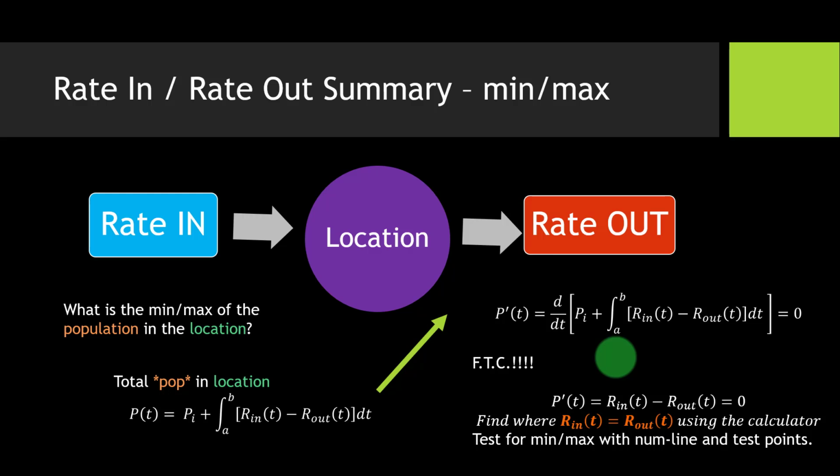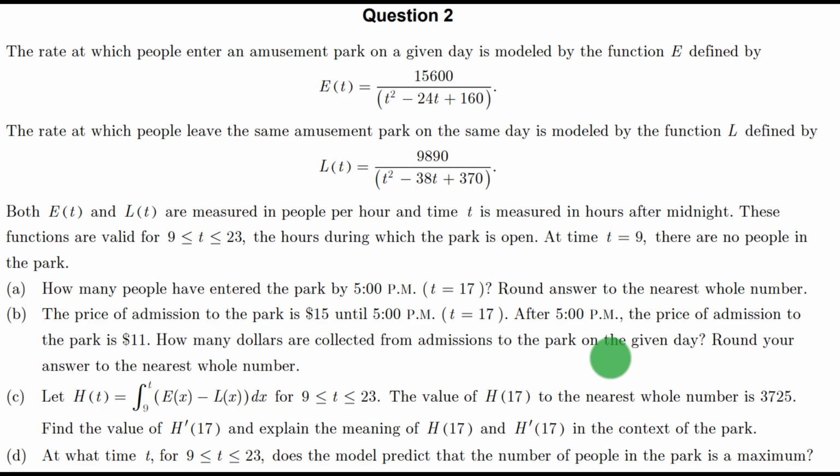And of course, we still have to test with the number line. And if it's absolute min or max, then we need to include the endpoints. Whoa, that is bright. So this is a problem.